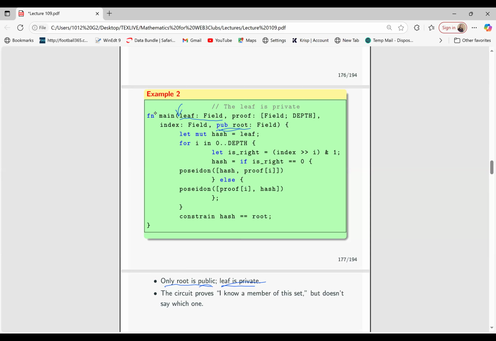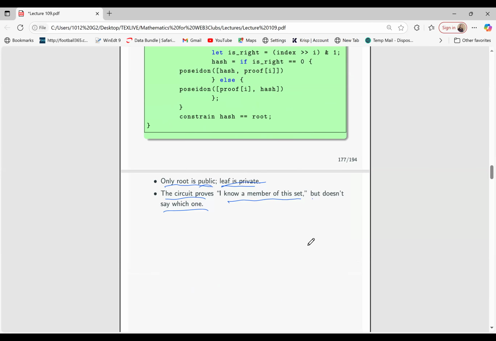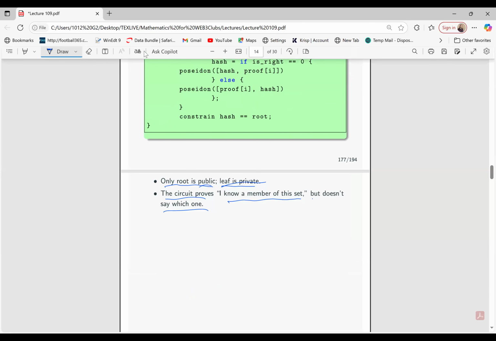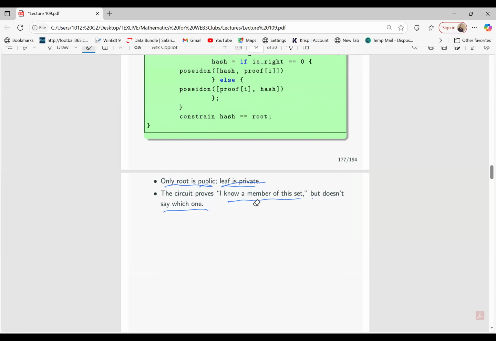So this circuit, therefore, will prove that I know a member of this set, but will not reveal who the member is. I can just say I know a member of this group. It's not saying who the member of the group is.